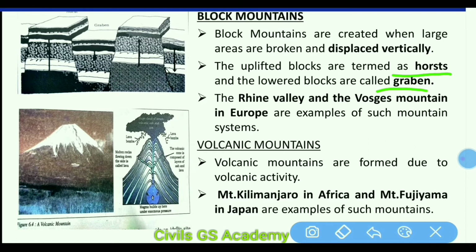The Rhine Valley and the Vosges mountain in Europe are examples of such mountain system. So here two examples of block mountains are Rhine Valley and Vosges mountain in Europe. See here in the figure, this is horst, the part which has risen up above the surface, and this is graben. This part has lowered down or moved vertically downward. So this is graben, and the part which has moved vertically upward is called horst.